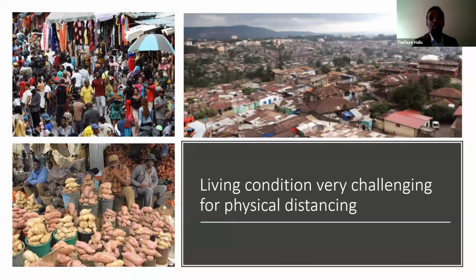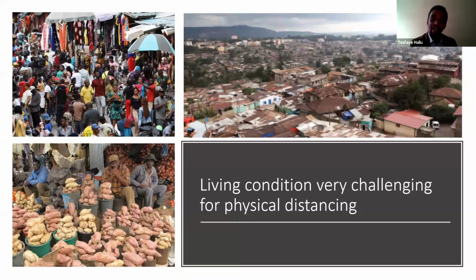Yeah, so when we see what makes COVID-19 special for Africa, number one, our way of living condition is very challenging for the current recommendation, which is physical distancing, because of many reasons. One is the way of living, especially in the urban setting, the urban slum areas, where it is very challenging to implement physical distancing.